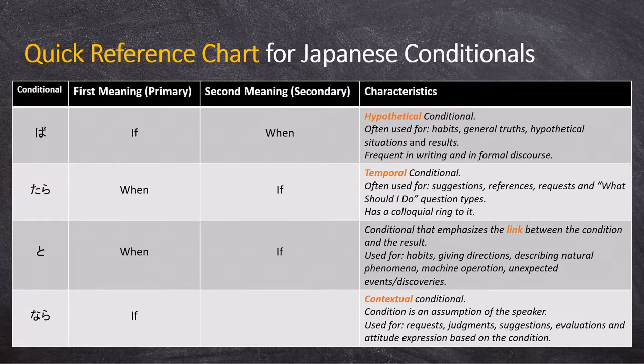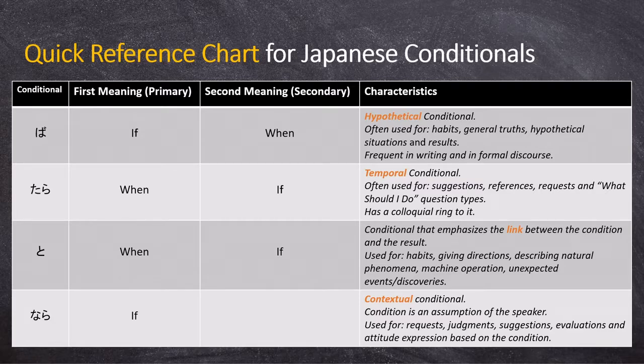But here, in the first column, you will find the conditionals lined up. They are ba, tara, to, and nara. After that, you will find the first and second meaning. Now, I would like to clarify these two sections here, because the first meaning, I simply presume, is the meaning that is closest to the essence of the Japanese conditional, when also accounting for all the special characteristics of that conditional and the constructs it appears in.